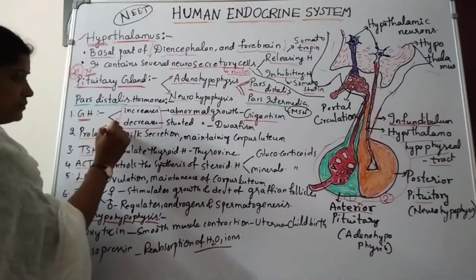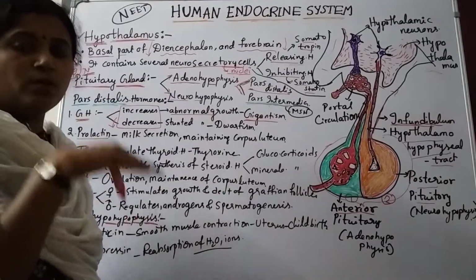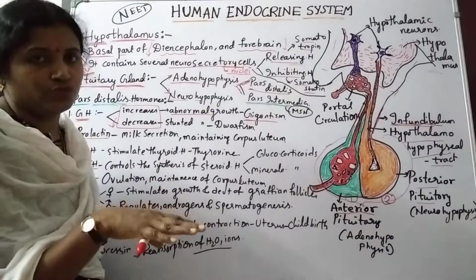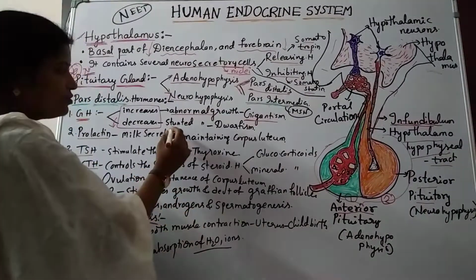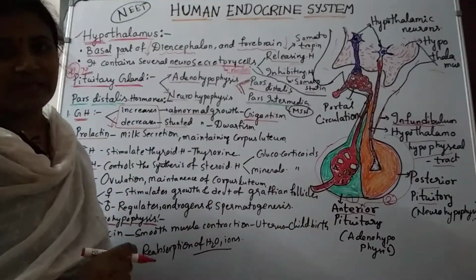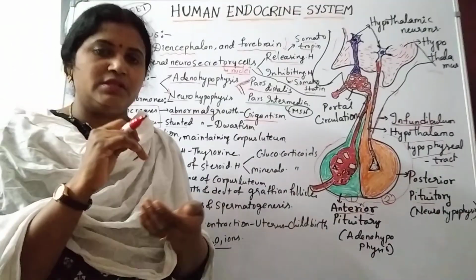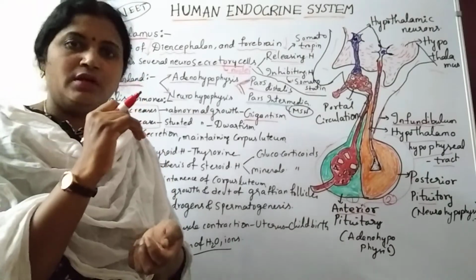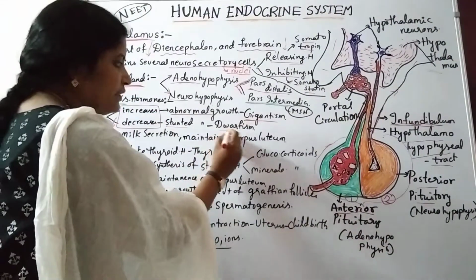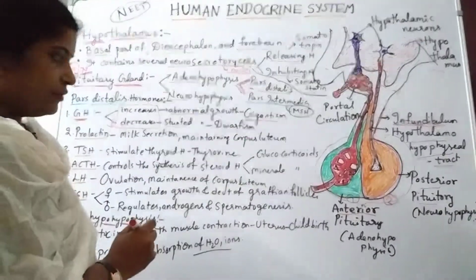If that is released in lower, inadequate proportions, the body is going to show stunted growth. Stunted growth means the person will be very short. Okay, stunted growth, so that will be dwarfism. Okay, that will be dwarfism.